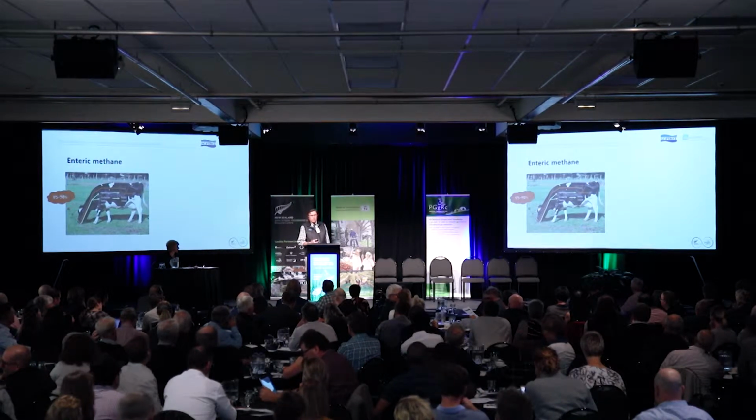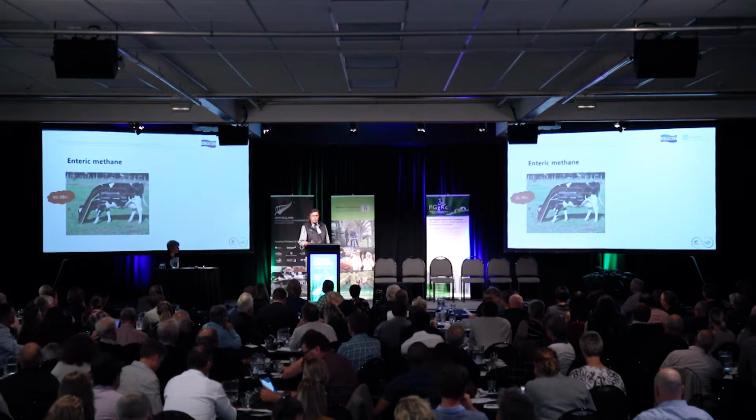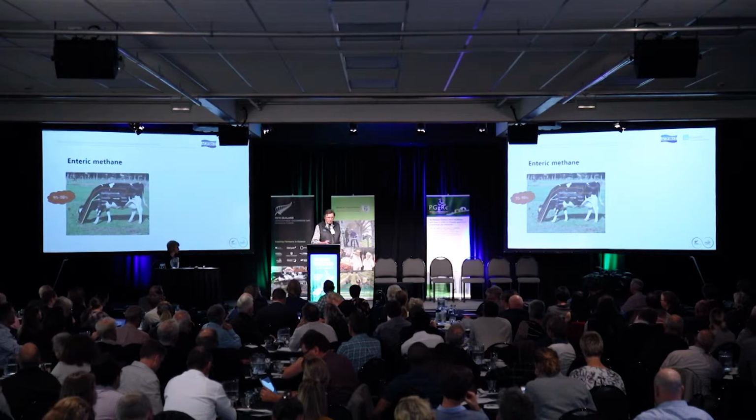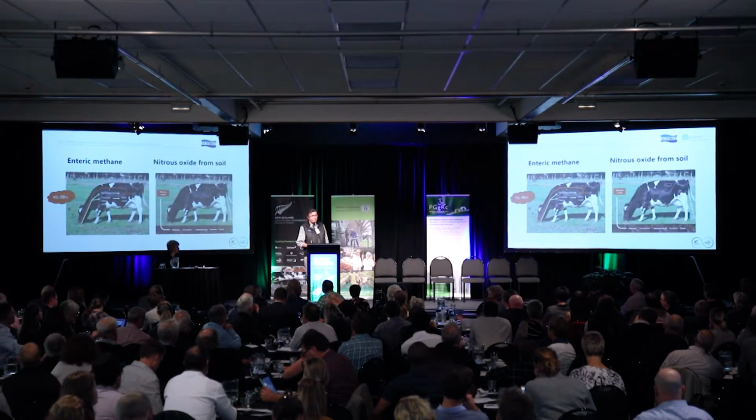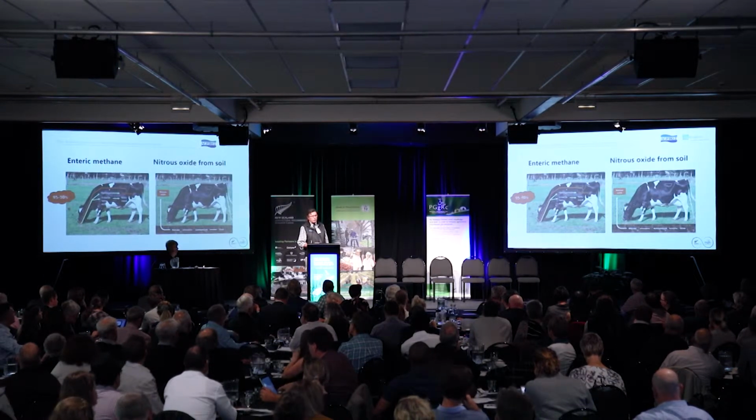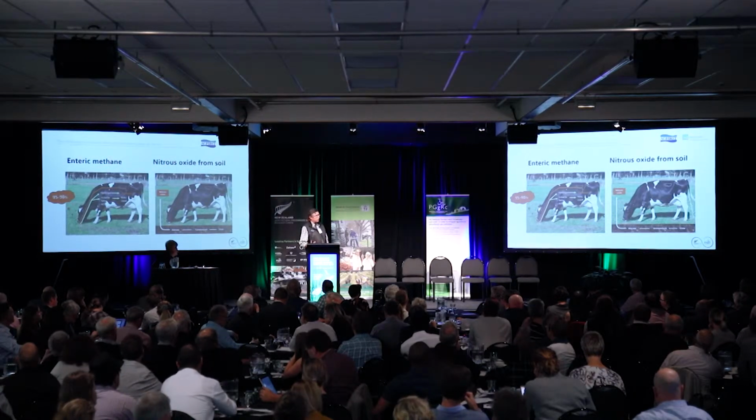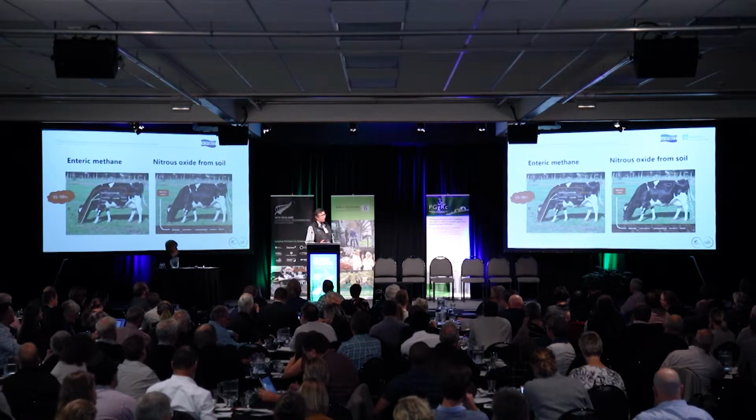So 95 to 98% of that methane is burped at the front end of the animal, the rest goes out the back end. In terms of nitrous oxide, as I walked you through, you've got the urine coming out the rear end. The soil microbes convert it from urea into ammonia, into nitrate, and hence into nitrous oxide. So there's a bit of a process through that.